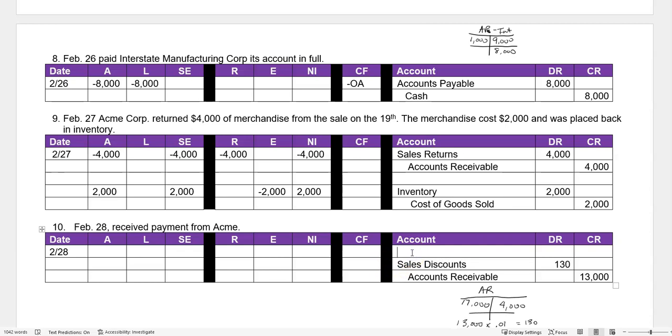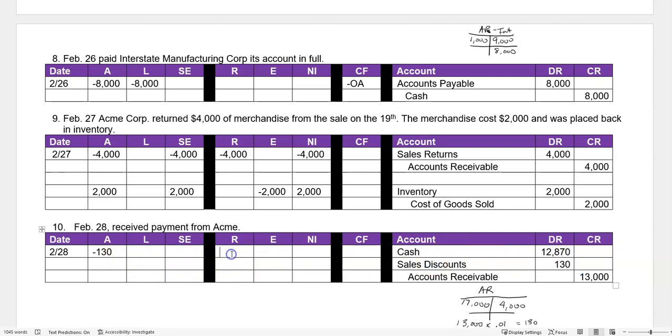And then we're going to go in and debit cash because we're going to receive cash. So you're going to take $13,000 minus $130. You get $12,870. All right, talk about financials. Cash, what's happening? Well, in the net, our assets are going down by $130 because receivables are dropping by $13,000, but we're collecting $12,870. So we're losing a little bit in assets.